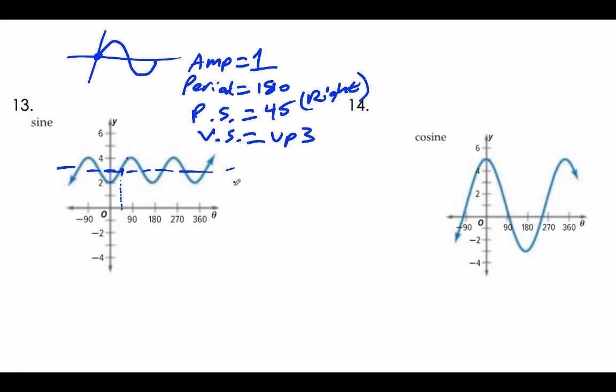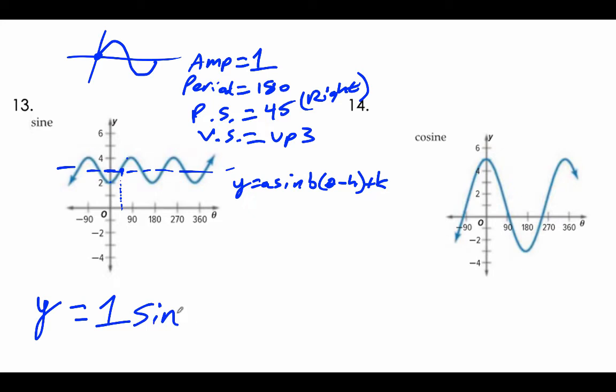Okay, so now again, we're doing y equals a times the sine of b times theta minus h plus k. Let's see if we can put it together. Y equals, amplitude is 1. Do I really need to write the 1? Nope, I don't. Sine of, what do we got here? I got to have the value of b.